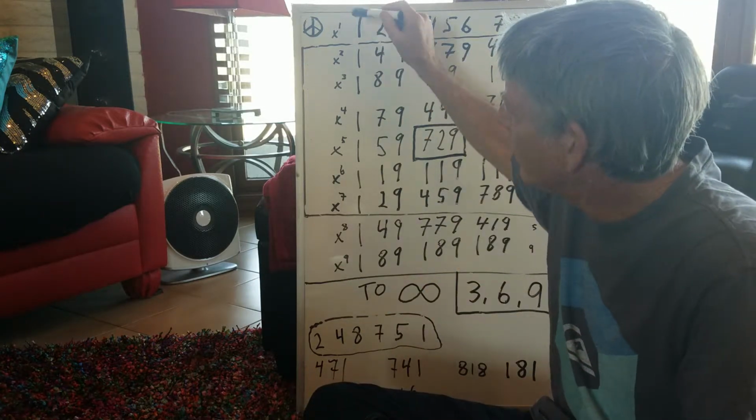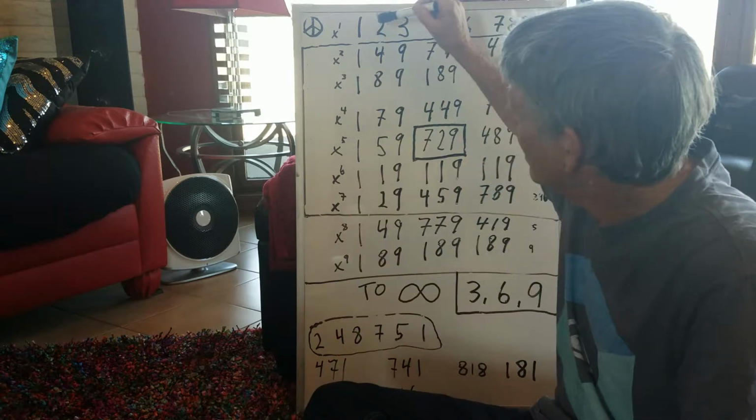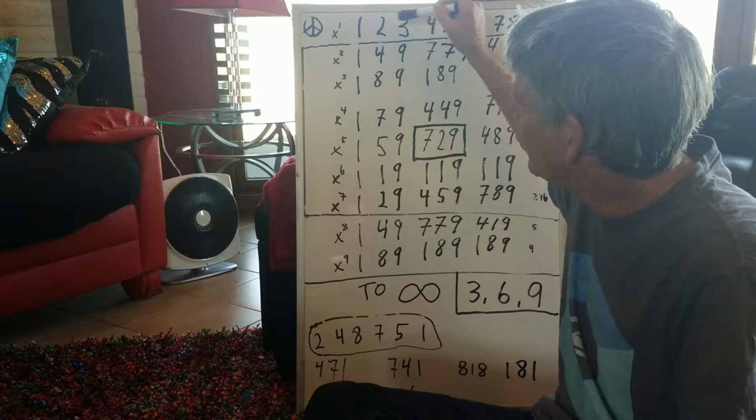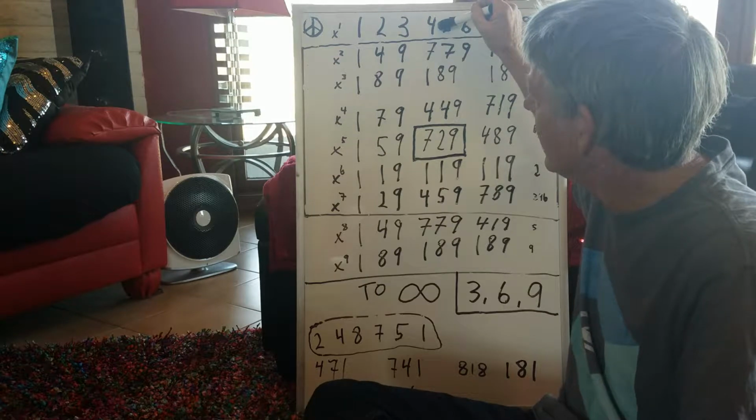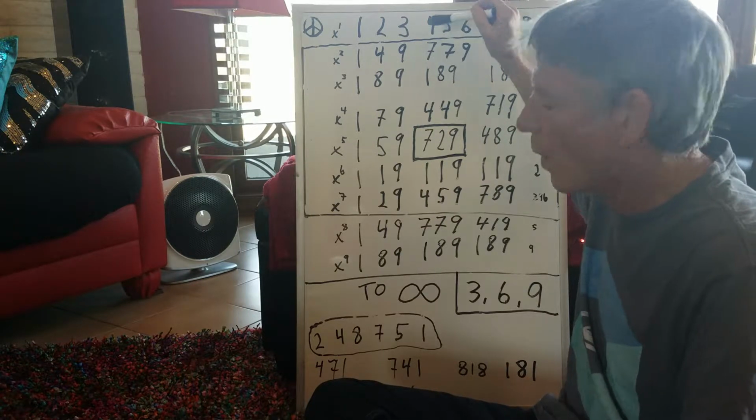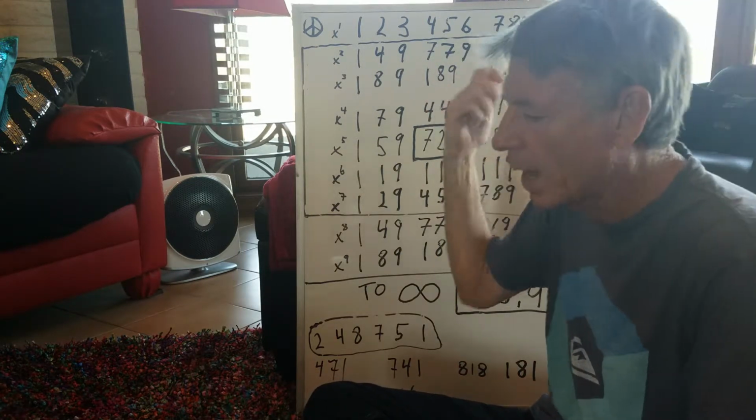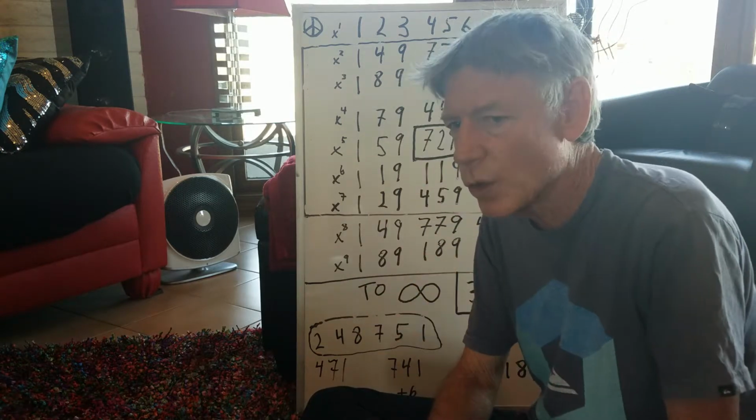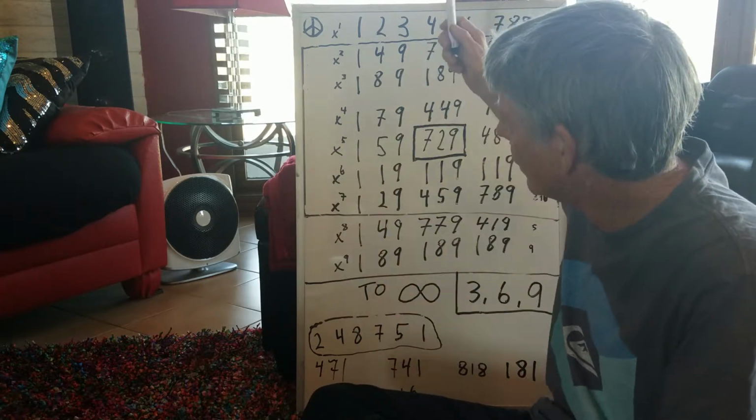When we get to 10, it's 1 and 0 is 1. 11 is 1 and 1 is 2. 12 is 1 and 2 is 3. 13 is 1 and 3 is 4. So it goes on and on and on, and it repeats itself. It's a circle. Okay, this thing is a circle.